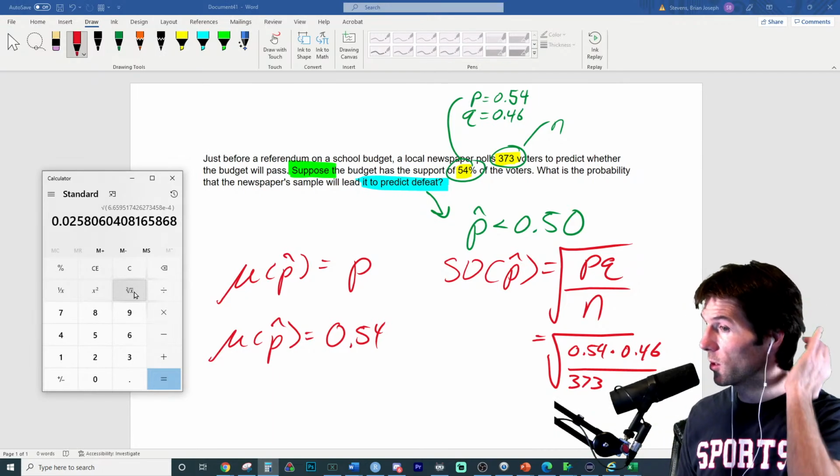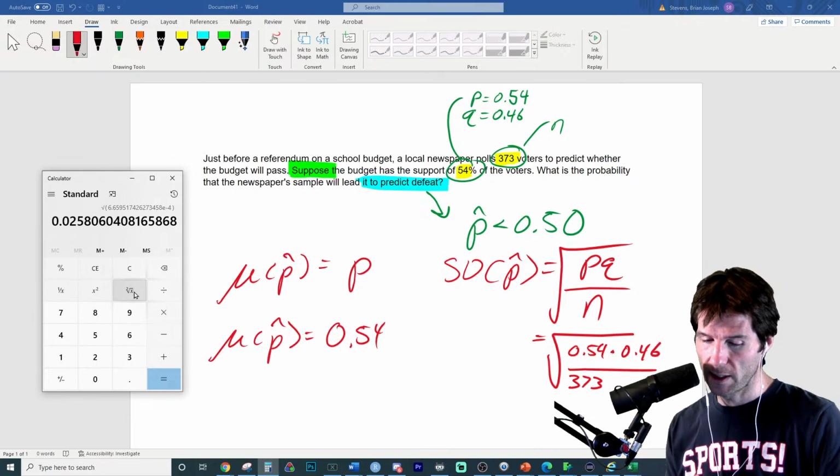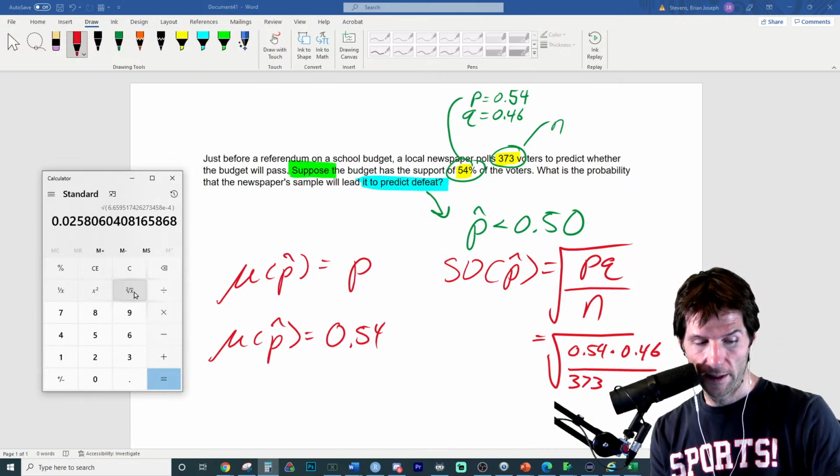Just make sure to carry your decimals. Make sure to do it carefully. Double check your work. That's a check on entering things into calculators. 0.0258.